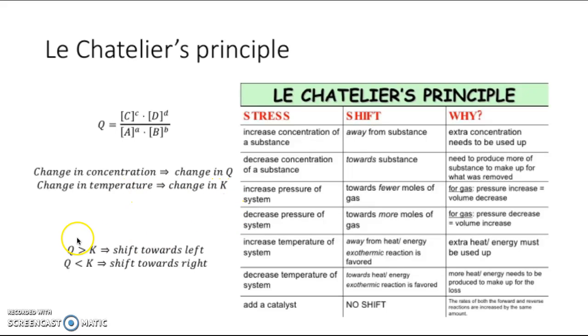When you change temperature, the K value changes, and you can look at how the equilibrium will change depending on this. If the new K value is smaller than the Q value, then the equilibrium will shift towards the left. And if the new K value is bigger than the Q value, then the shift would happen towards the right.